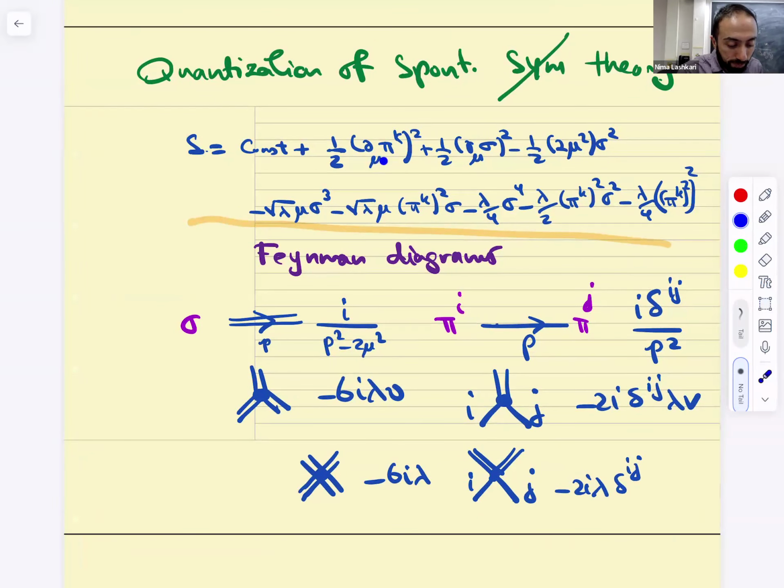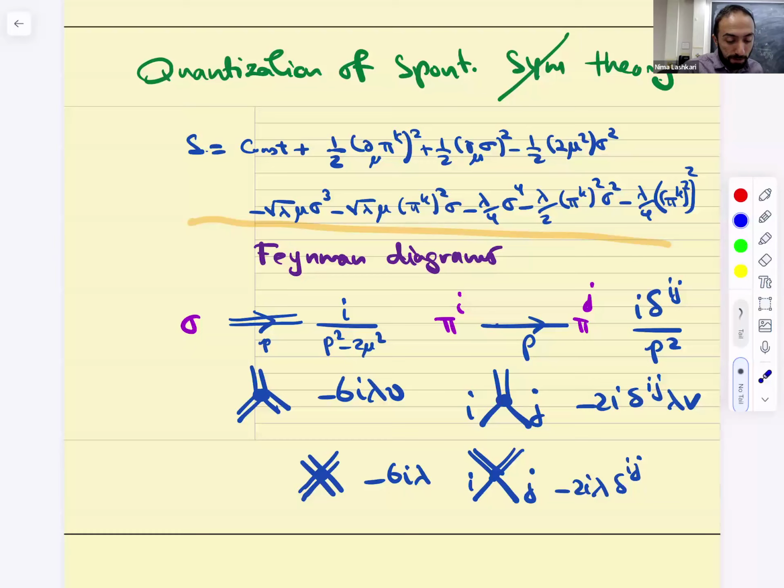Let's look at this term. This is just the propagator for the pi field. There are labels i and j that run from 1 to k, and I'm going to represent it using a single i. There's a propagator for the sigma term. I'm going to draw it this way. It has a mass 2 mu squared, so this is the propagator. This is massless.